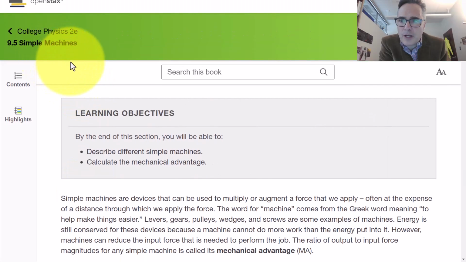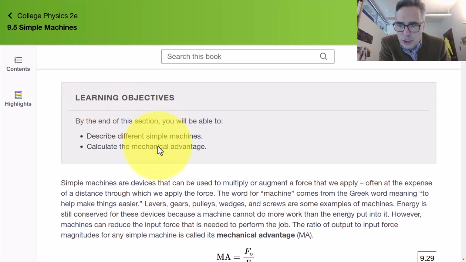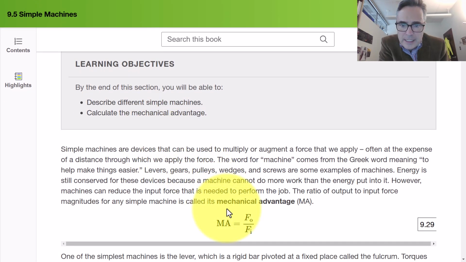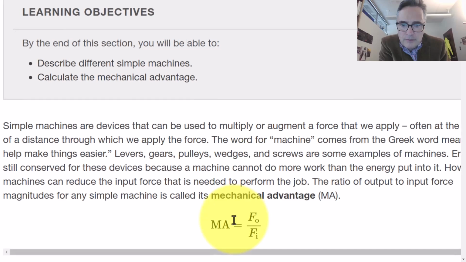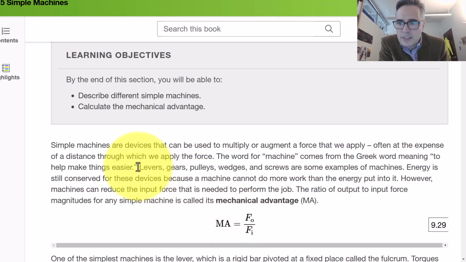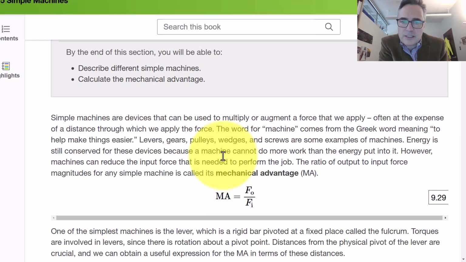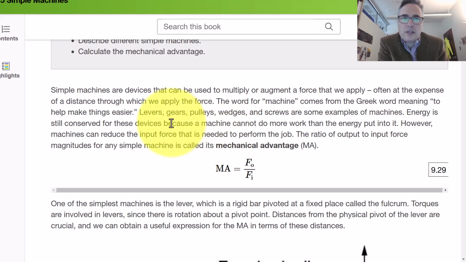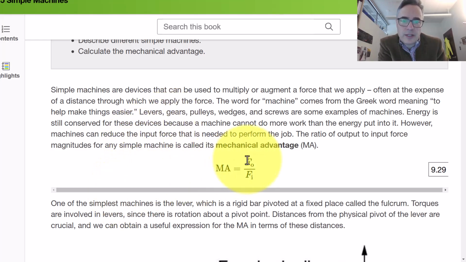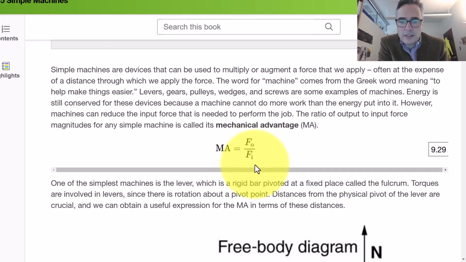Section 9.5 is about simple machines, and it starts off by defining mechanical advantage. The idea is a simple machine is just like a lever, gear, pulley, or wedge, in which you put some force in and you get some force out. So that's called Fo and Fi. And the mechanical advantage is the ratio of the output force to the input force.